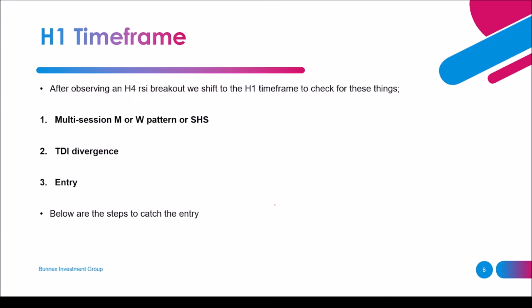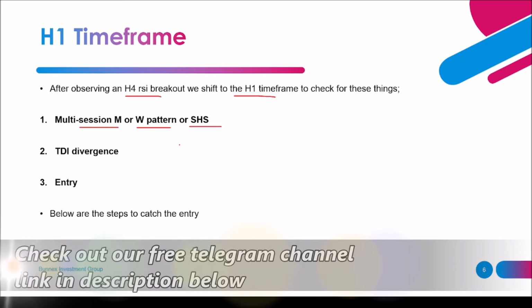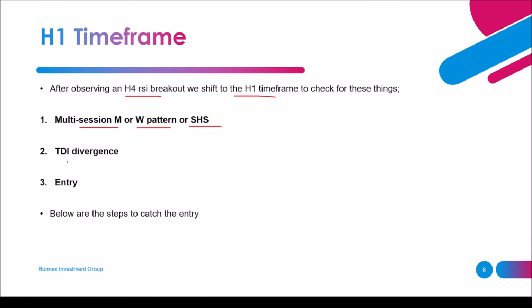The next time frame is the H1 time frame. After observing an H4 RSI breakout, we shift to the H1 time frame to check for these things. The first one being a multi-session M or W pattern or head and shoulders pattern, right? So we are saying after you've seen a breakout on the RSI line of the H4 time frame, we now shift to the H1 to look for these patterns. It's either M or W or a head and shoulders pattern. Then we need to see those patterns being confirmed with what we call TDI divergence. I'll show you shortly when we go to the market chart examples. Then the last thing is market entry.